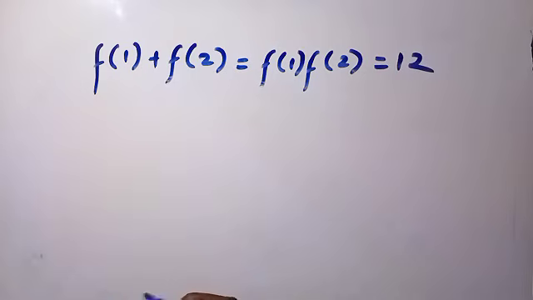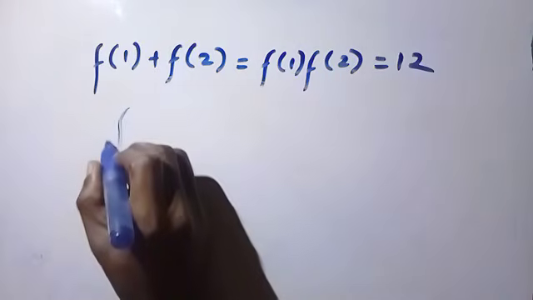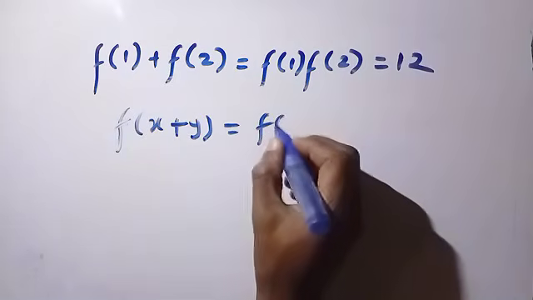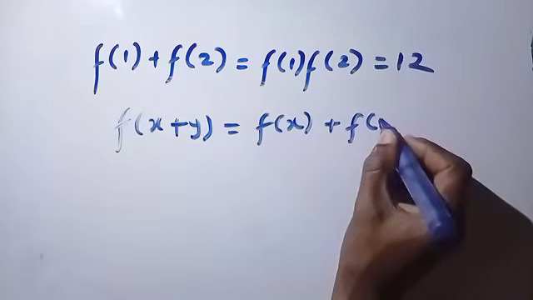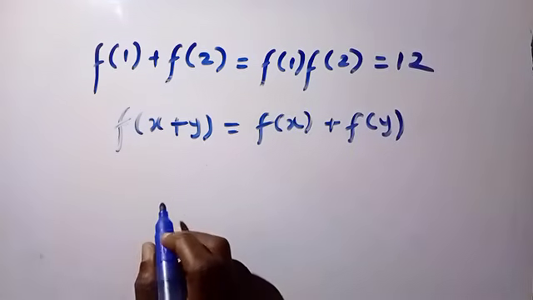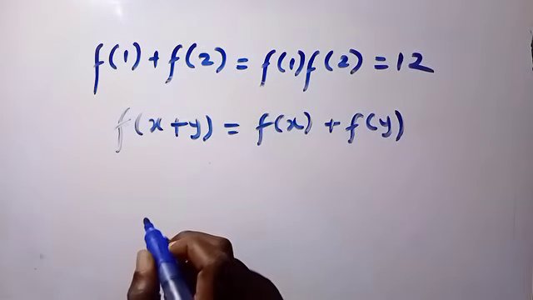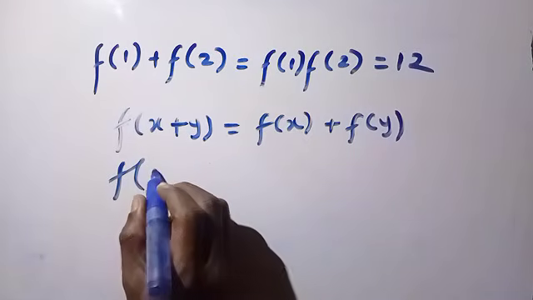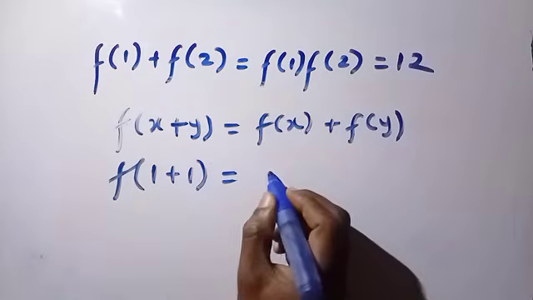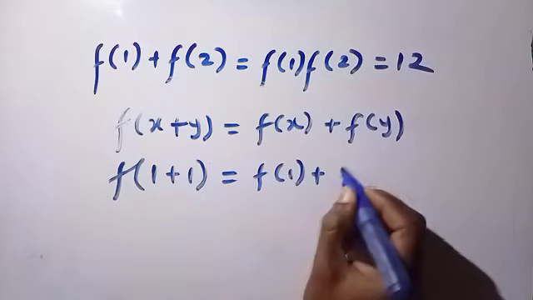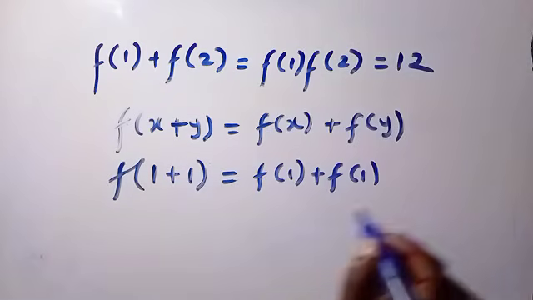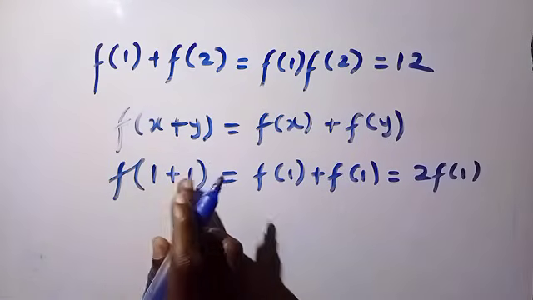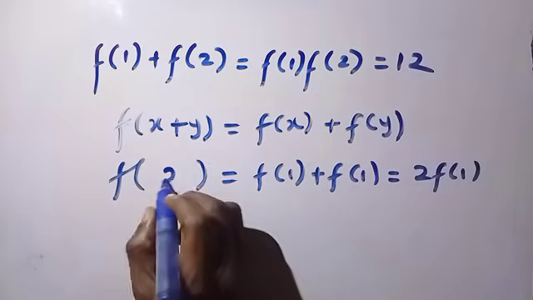So to apply a Cauchy equation, since we have f of x plus y equals f of x plus f of y, we have two things here. Let's see f of 2 first. If you want to get f of 2, make x equal to 1 and y equal to 1. So we have f of 1 plus 1 equals f of 1 plus f of 1. But this gives us 2 f of 1. For every f of 2 that we have here, we get 2 f of 1.